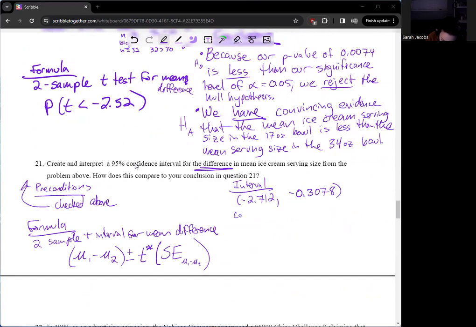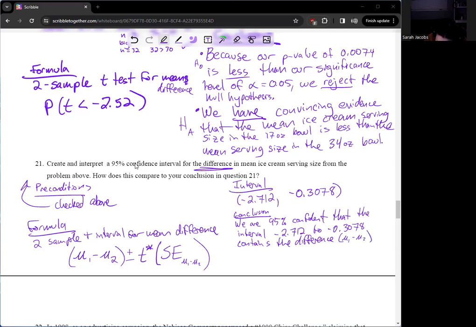So for the conclusion here, we are 95% confident that the interval, and we can kind of go either way here, negative 2.712 to negative 0.3078 contains the difference mu1 minus mu2 in serving sizes between the small bowl and big bowl. You might say the actual ounces. I'm running out of space. Okay.